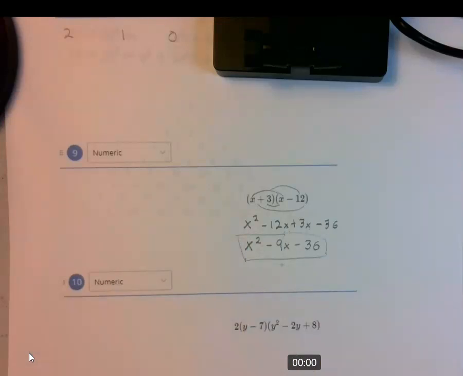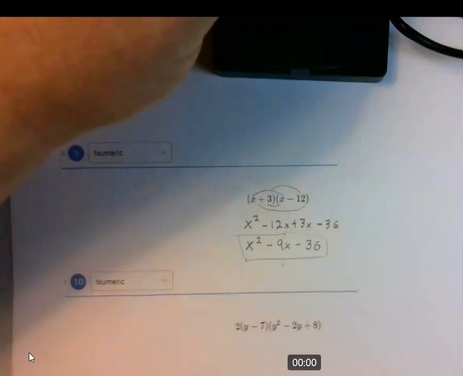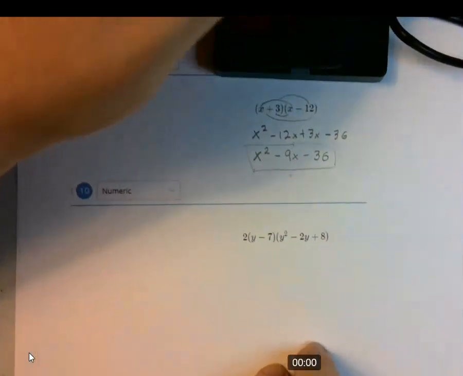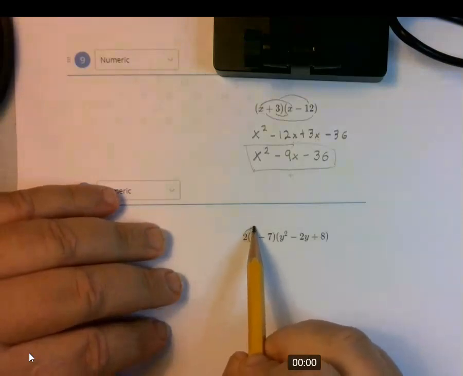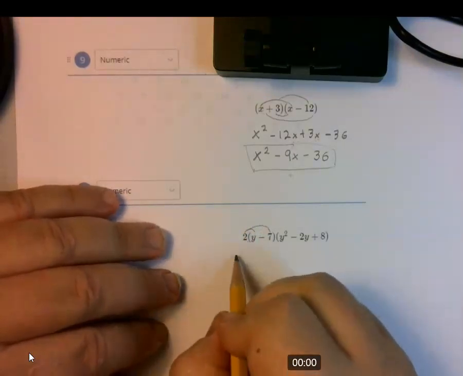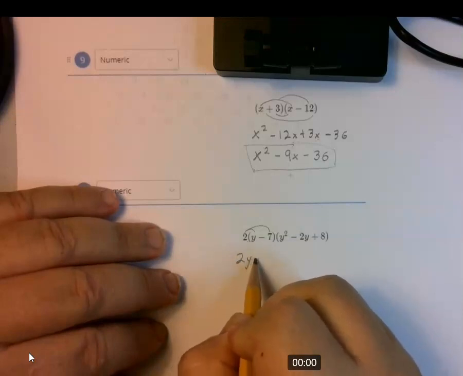Okay, let's do the next one. This actually, after the earlier problems, is kind of an easy problem. The only distribution you have to make is 2 to the y and 2 multiplied by that. So we have 2y minus 14.